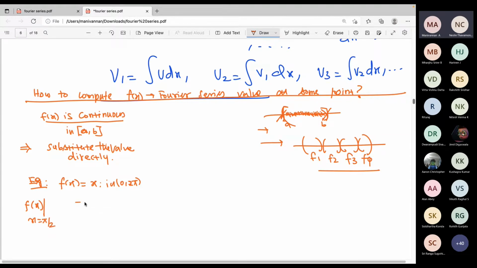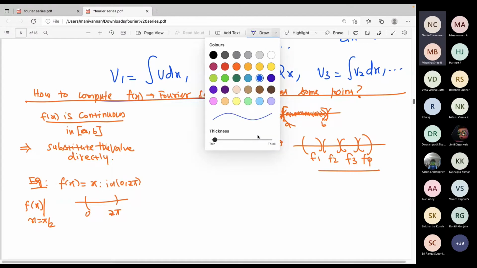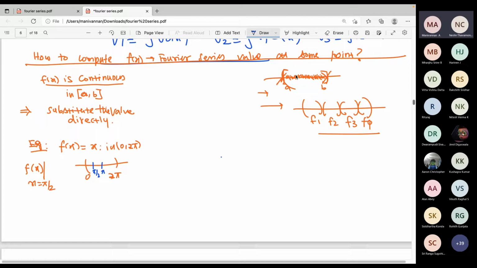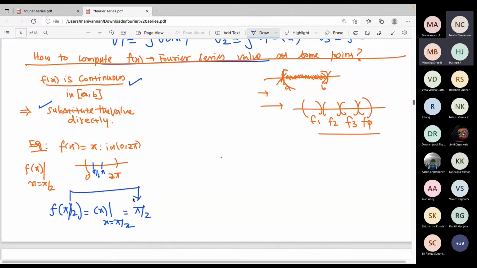Whether this pi by 2 belongs to this interval or not? It belongs, sir. Here it is pi, so pi by 2 is an inner point, so it is continuous. So to compute f of pi by 2, in my function x should be replaced by pi by 2, direct substitution. Is it clear? Yes, sir. f of pi by 2 is pi by 2. This is my first case.